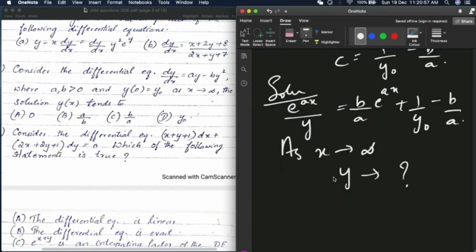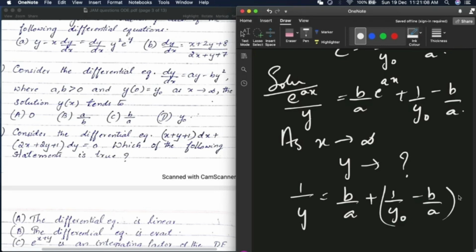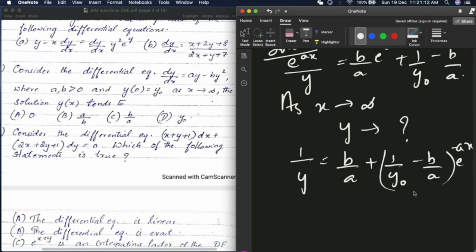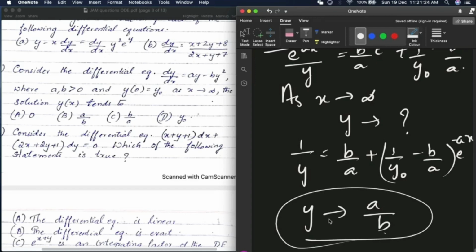You have to write it as e raised to minus x, otherwise you cannot substitute. What happens to your y? 1 by y will tend to b by a, right? Or y will tend to a by b. This is MCQ only. It's only state which of the statements is true.